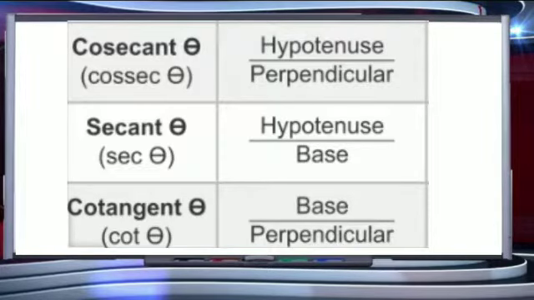Next, the remaining three trigonometric ratios are cosecant theta, secant theta and cotangent theta. First of all, cosecant theta. Cosecant theta is just the reciprocal of sin theta, so that is hypotenuse over perpendicular. Secant is the reciprocal of cos theta, that is hypotenuse over base. The last is cotangent, that is cot theta, which is the reciprocal of tan theta. So it is base over perpendicular.